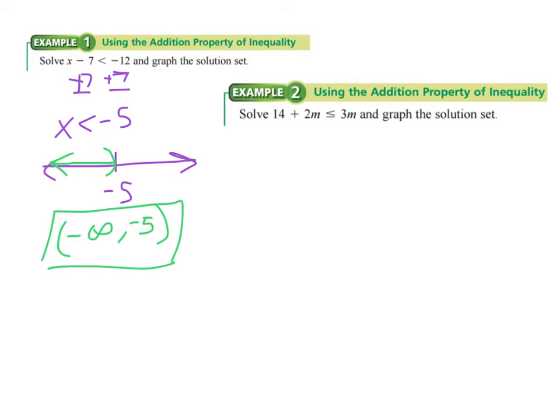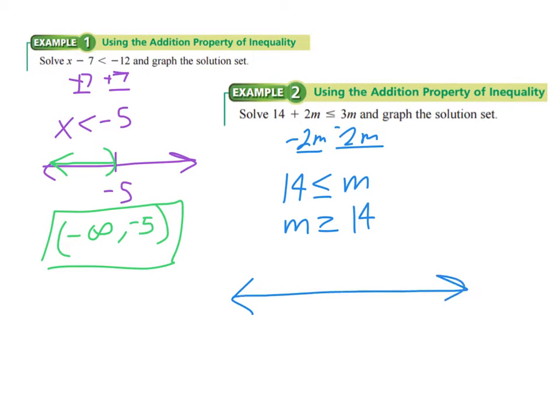Same sort of process here. Not a whole lot of choice, but just deciding to subtract the 2m from both sides. So we get 14 is less than or equal to m. If you wanted to flip that around, you could: m is greater than or equal to 14. Either way is fine. If we look at the graph, I'm just going to put 14 here. Greater than or equal to, so that means we'll have a bracket at 14, and then it would go to the right. Based on that, we can see the interval notation starting from 14 going up to infinity.